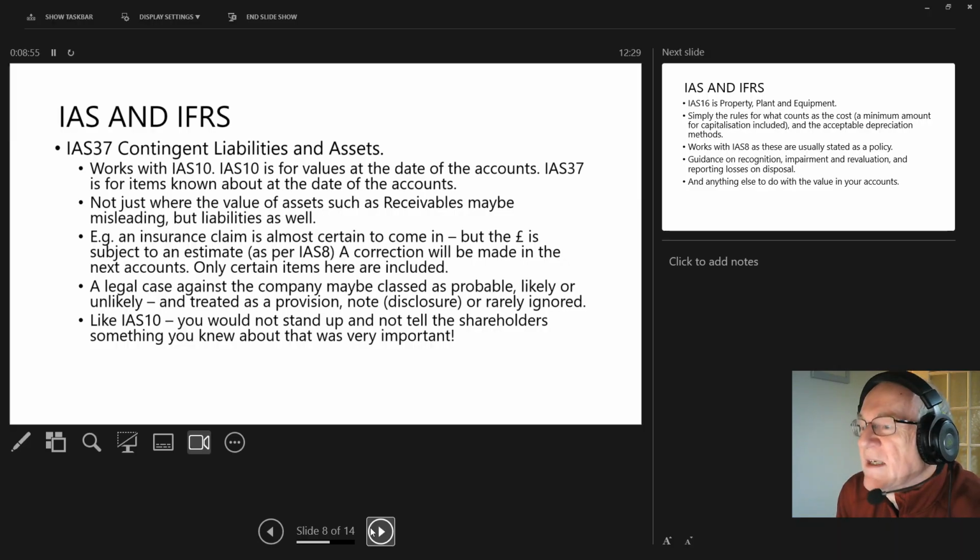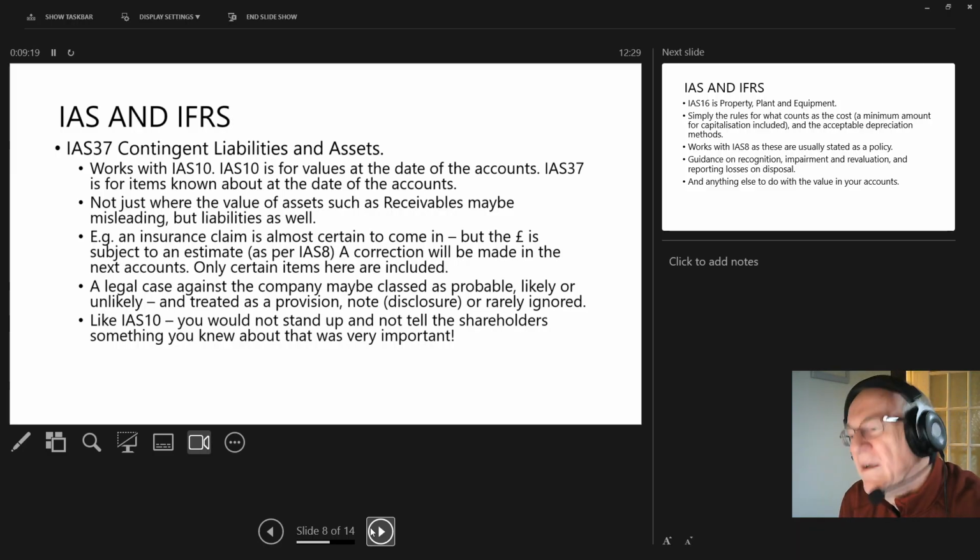So again, it does say certain items are here. We're less bothered about putting contingent assets in. It's a level down in terms of reporting. But legal cases against the company, these are going to be more important. Probable, we make a provision. Likely, maybe a note. If it's remote, we might rarely ignore it.